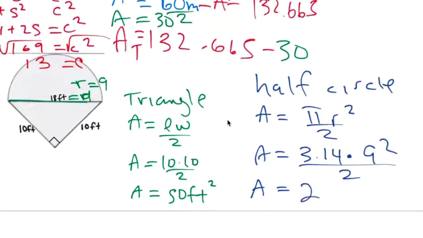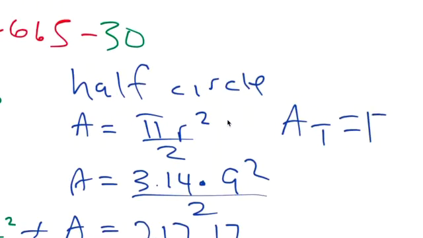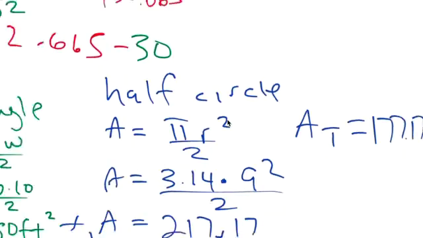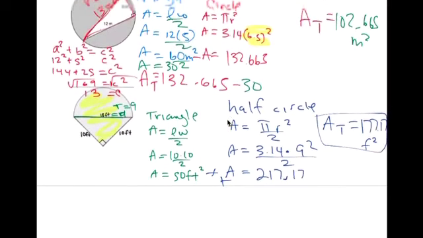You get 127.17. Have to add them together. Both are shaded in. Add it together. So my total area is 177.17 feet squared. Okay.